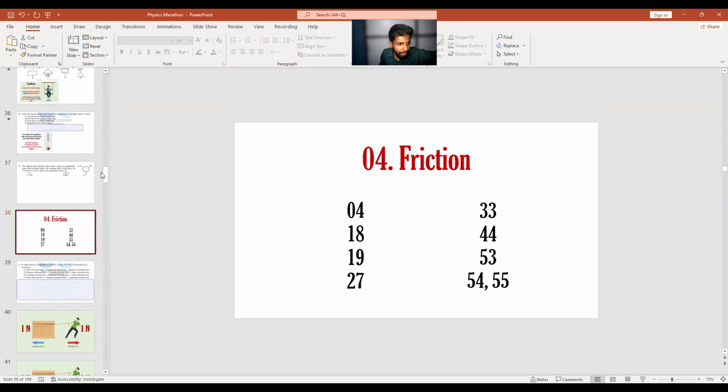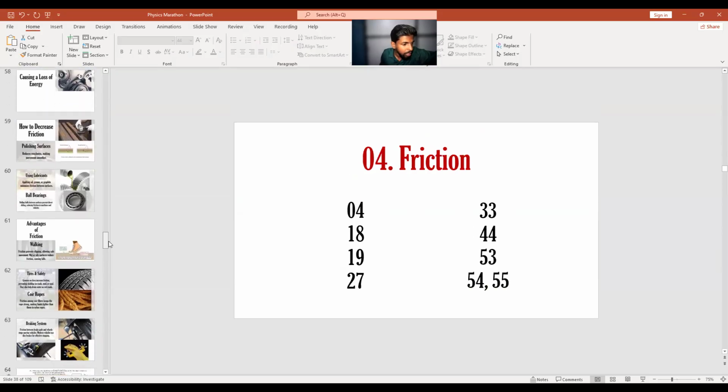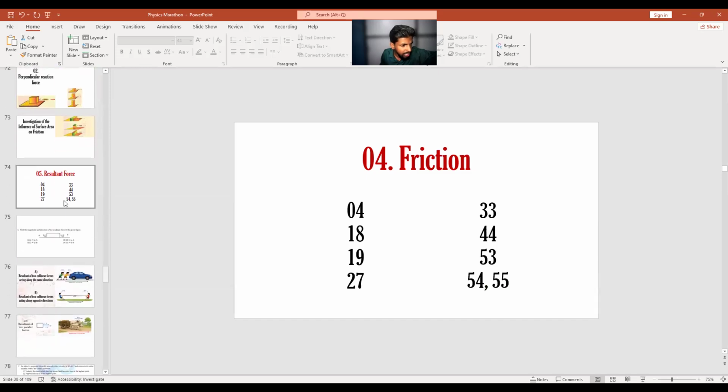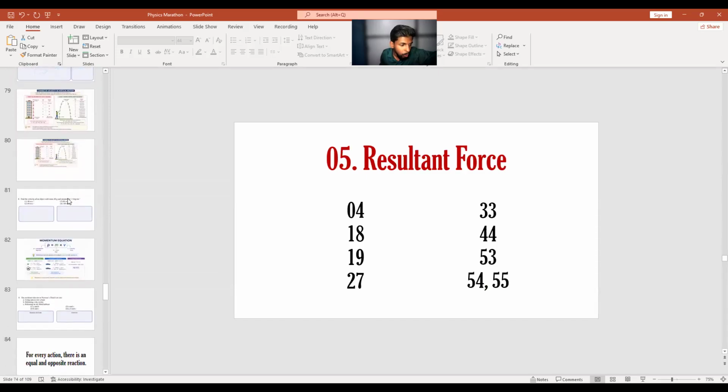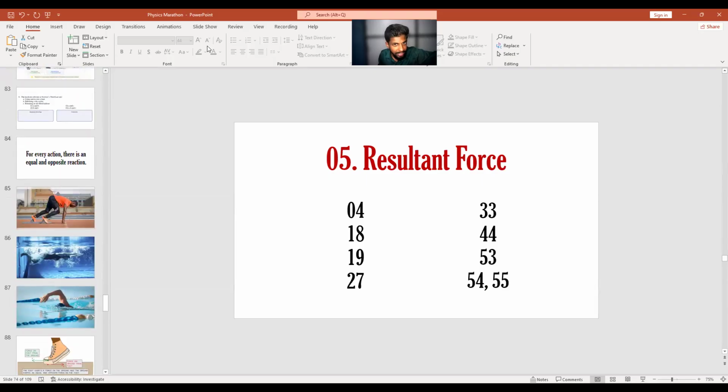Next class, we will be discussing friction and the resultant force and all the other things. So when I come in the next class, please take the printouts, right? Okay, thank you so much.